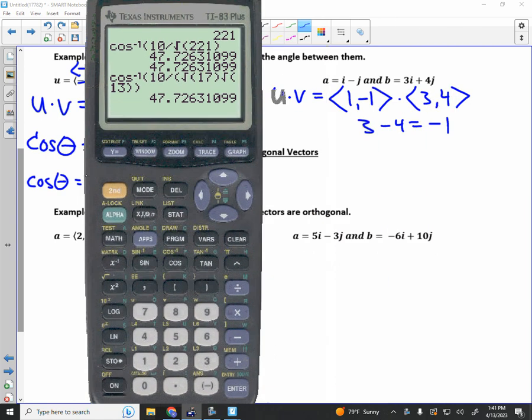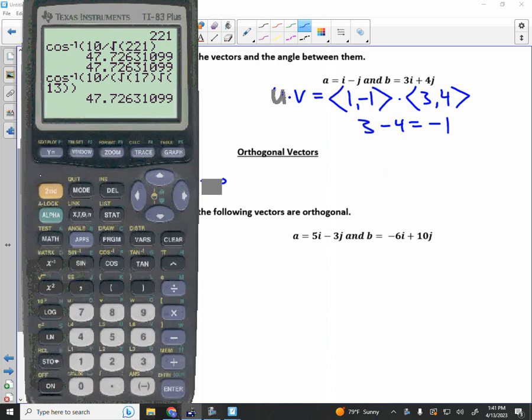Okay, what I would like you to do is try to find the angle between those two vectors on your own right now. Go ahead.